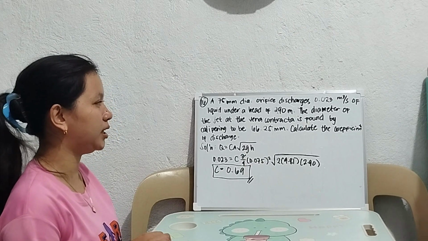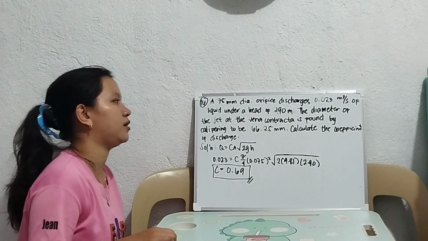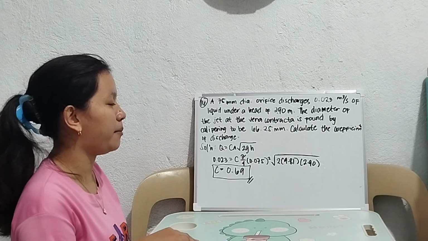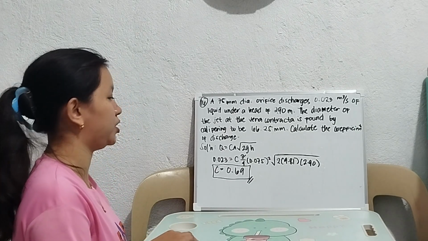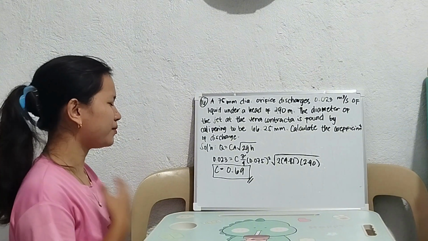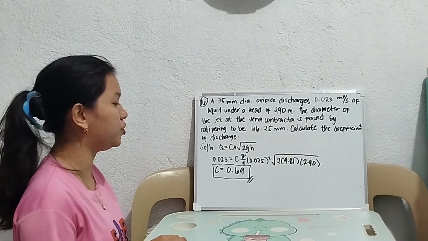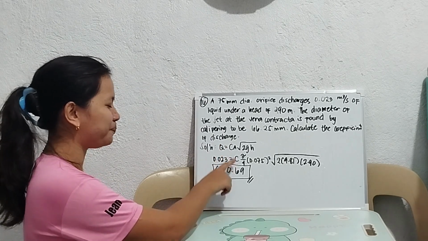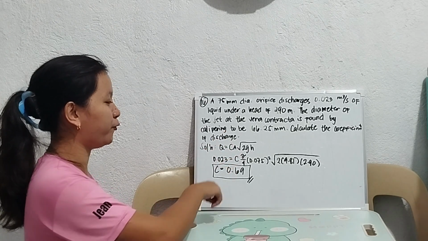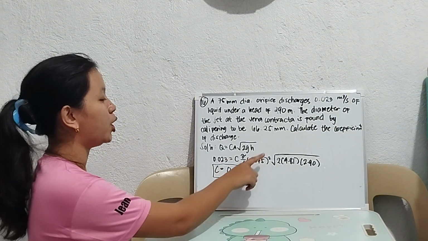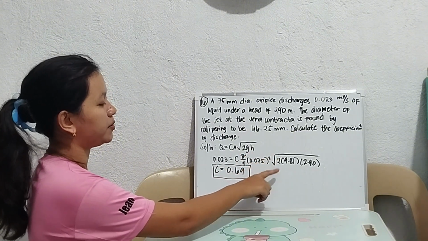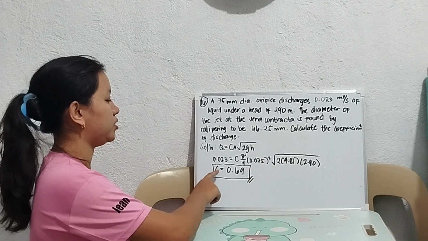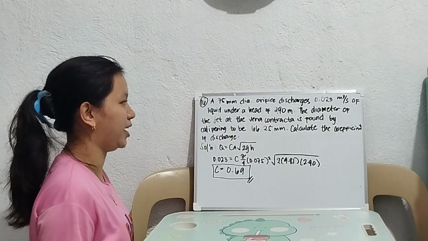For number 16, a 75 millimeter diameter orifice discharges 0.023 cubic meter per second of liquid under a head of 2.90 meters. The diameter of the jet at the vena contracta is found by calipering to be 66.25 mm. Calculate the coefficient of discharge. So we have the formula Q equals C A square root of 2gh. So 0.023 equals C times pi over 4 times 0.075 squared times the square root of 2 times 9.81 times 2.90. To calculate that, the coefficient of discharge equals 0.69.